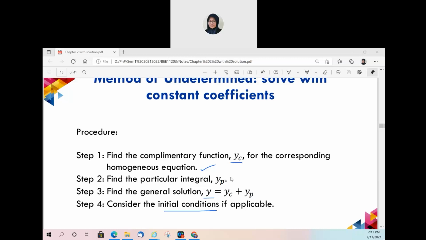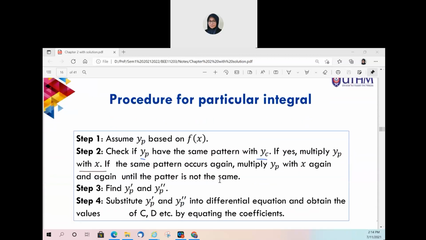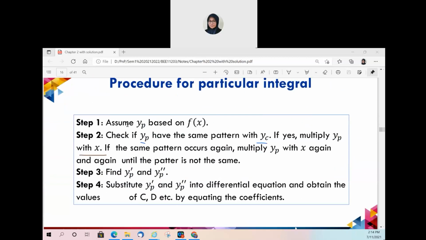To find yp, we will look later. I already explained last week how to get yp, right? Once you get yp, you can get the general solution, so y equals yc plus yp. You can stop up to this stage, or if you are given the initial condition, then you have to find the constants. So how do we want to find yp? yp is we assume based on f(x).